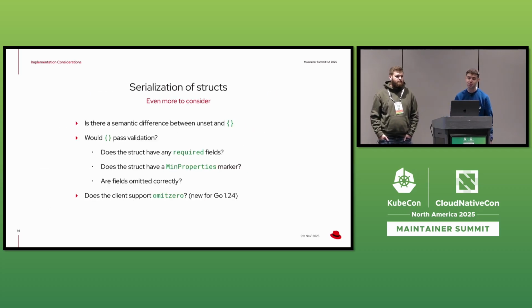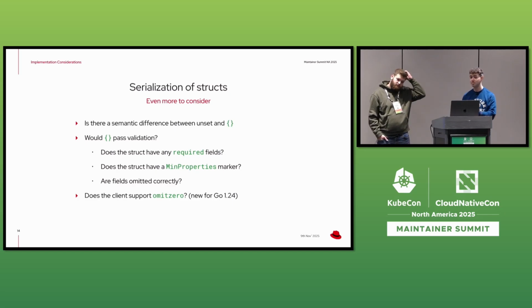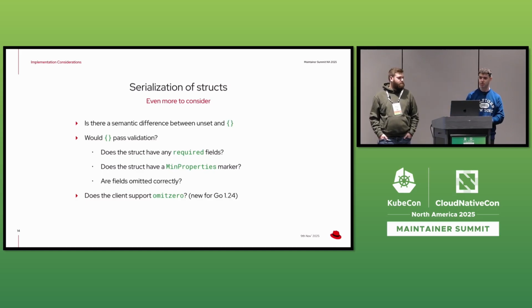Serialization gets even harder when you start thinking about structs. And the question here is, is there a semantic difference between the struct being completely unset or empty? So there are some use cases where an empty struct is correct. EmptyDir, for example, or a label selector, sometimes you see where the empty object means match everything. So if you want that behavior, you then have to think about, well, would the empty struct pass validation? So for that, are there any required fields? Is there a min properties? Do the fields omit correctly? There's a lot to think about, and this has only just recently got more complicated with omitzero.